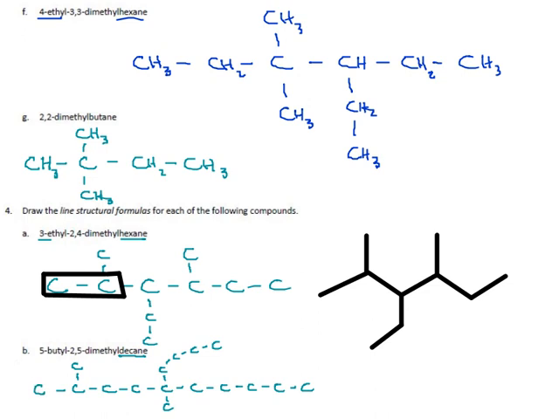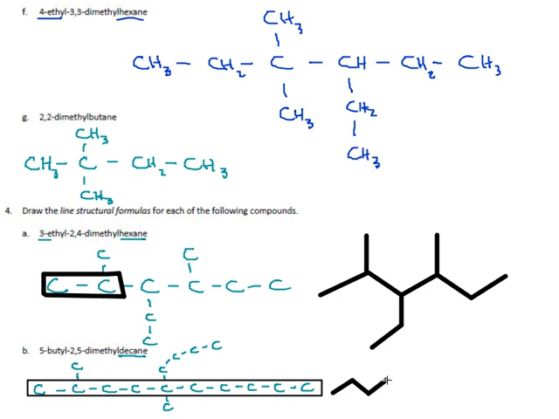The primary here is 10 carbons. So 1, 2, 3, 4, 5, 6, 7, 8, 9, 10. The second carbon has a methyl group on it. There. And then third, fourth, the fifth carbon has a methyl group and also a 1, 2, 3, 4.